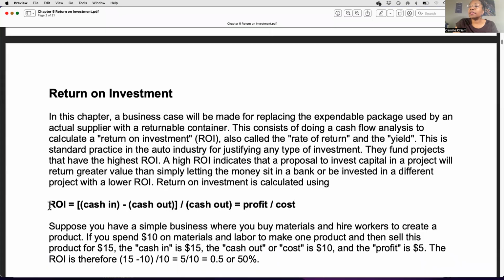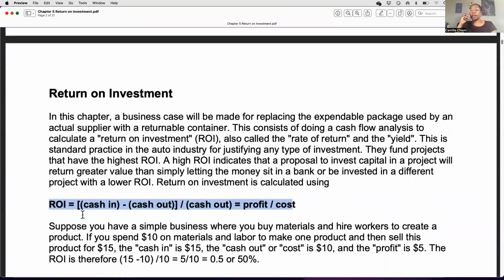So this is the calculation that you're looking at. The return on investment is taking the cash that comes in, subtracting the cash that goes out, and then dividing that by the cash that's going out. And you can also take the profit over the cost. So all those are ways to determine, or numbers that are used to determine, your return on investment when you're trying to justify a purchase for returnable packaging.